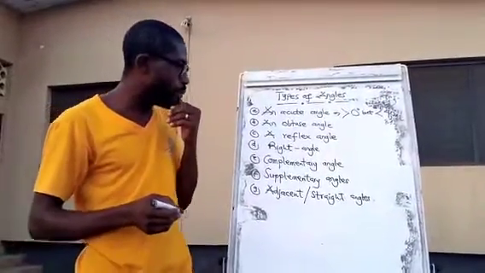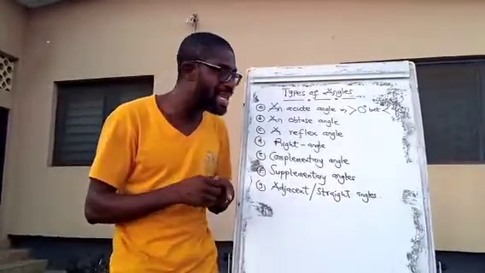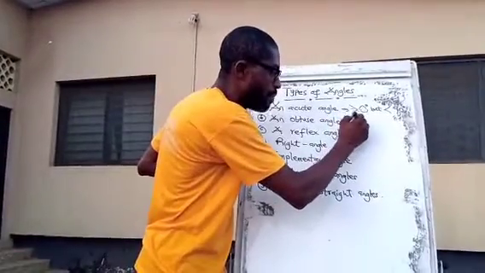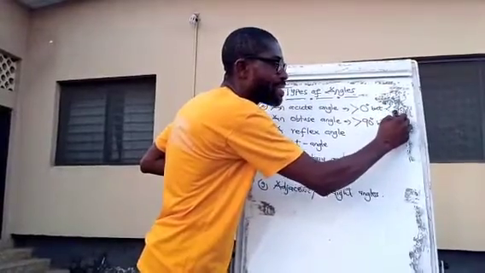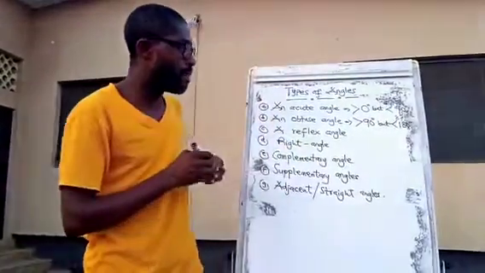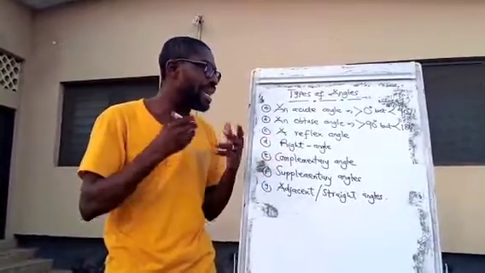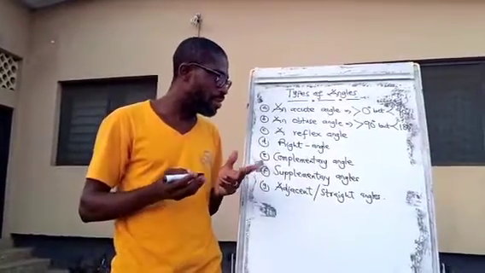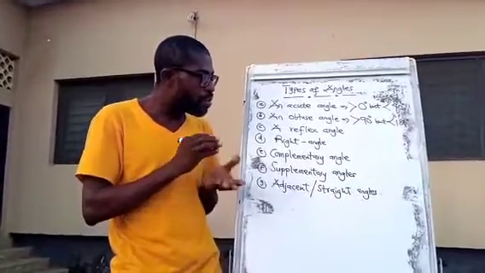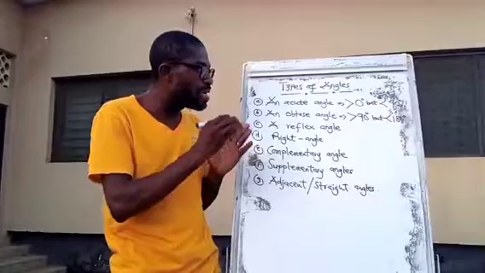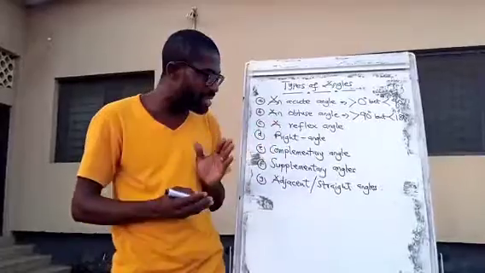An obtuse angle. Obtuse angles are angles which are greater than 90 degrees, but less than 180 degrees. That is an obtuse angle. Can we make out the difference between an acute and an obtuse? So we could realize that an acute is between 0 and 90, and an obtuse is between 90 and 180 degrees.